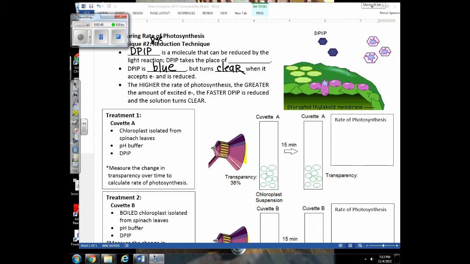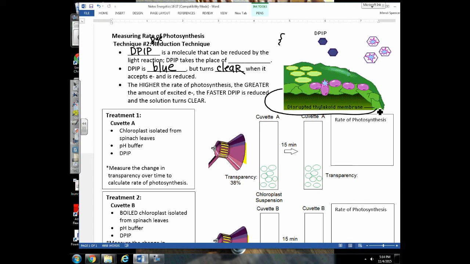Let's take a look at this diagram and how DPIP relates to some of the processes that happen in photosynthesis. What I'm showing you here is a piece and a cross-section of a thylakoid. Remember, they look like coins, so it wraps all the way around. They're just showing you a little bit of it. Remember, embedded in that thylakoid membrane is the electron transport chain. So let's go ahead and label it. That's the electron transport chain.